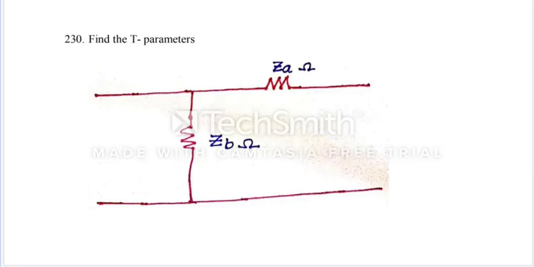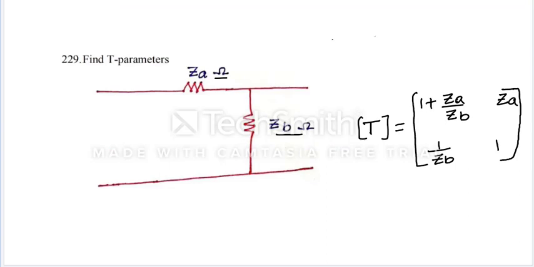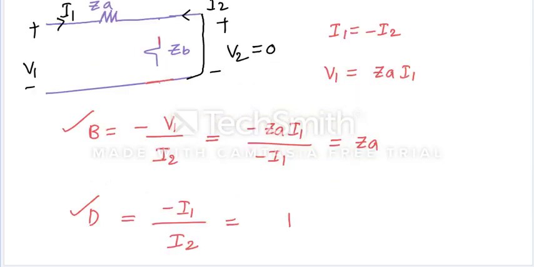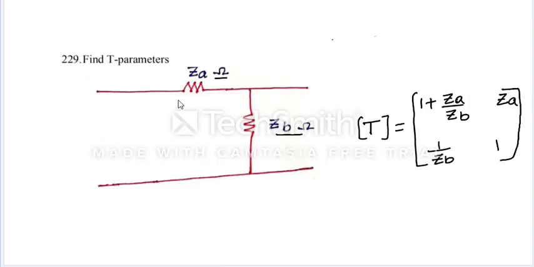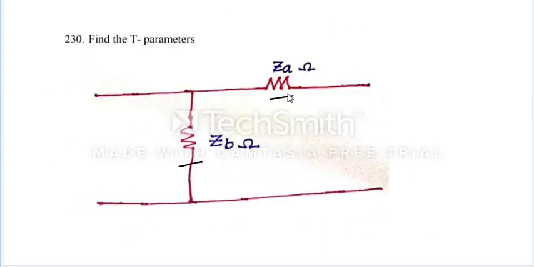Now see this network. What are the T parameters of this network? Is this network and the previous network the same or different? Previously we had a series element followed by a shunt element. Now it is a shunt element followed by a series element, isn't it? So in this case also we'll approach it as usual.